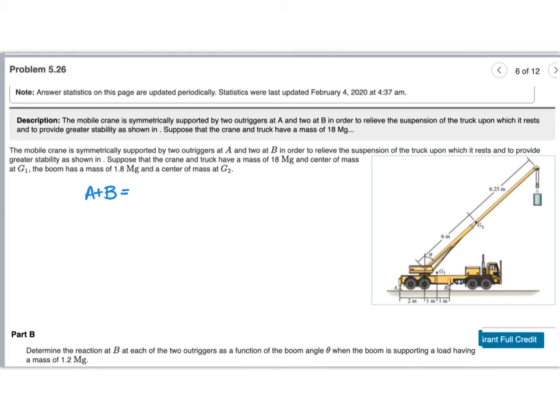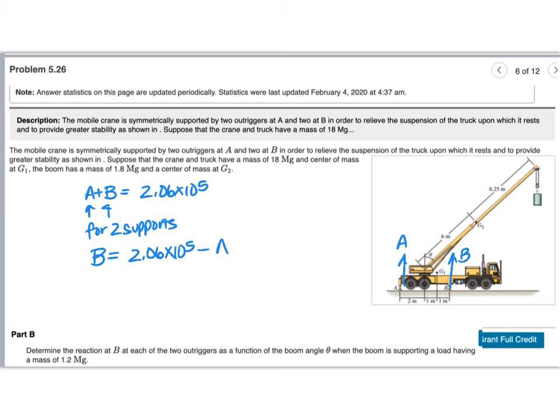To find B, we can go back to our expression, we found A plus B was equal to 2.06 times 10 to the fifth. And these both represent the two supports. Remember when I just drew my picture in A and B, this represented the fact that there's a foot on either side of the truck, but I just wrote them and put them together. So we could say that B is going to be equal to 2.06 times 10 to the fifth minus A.